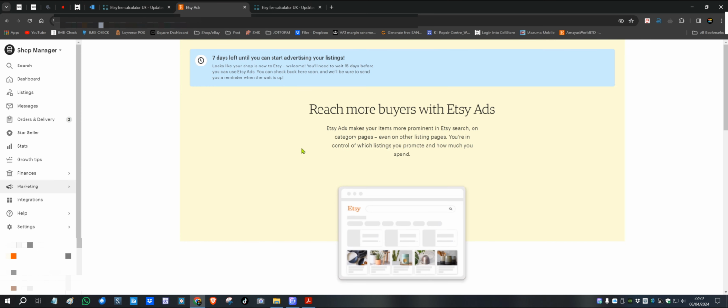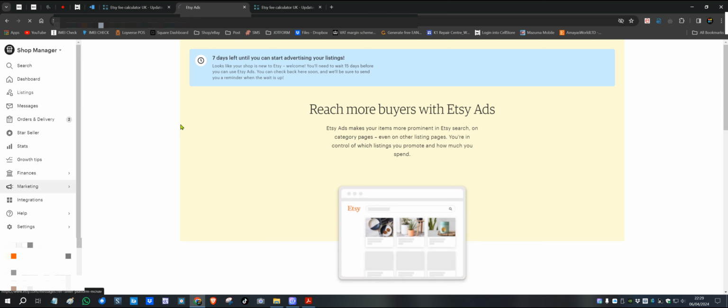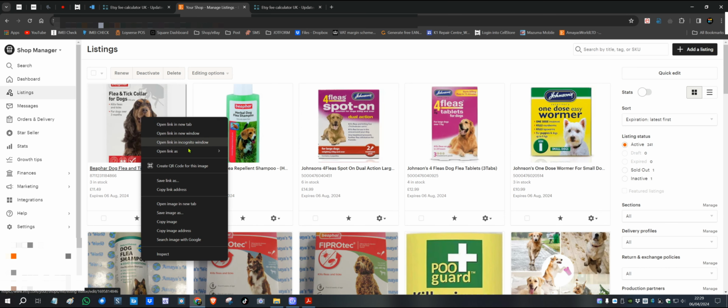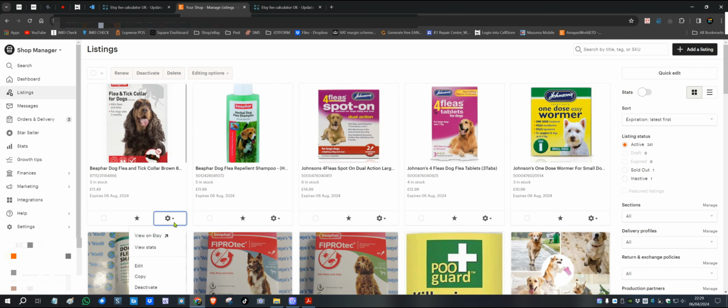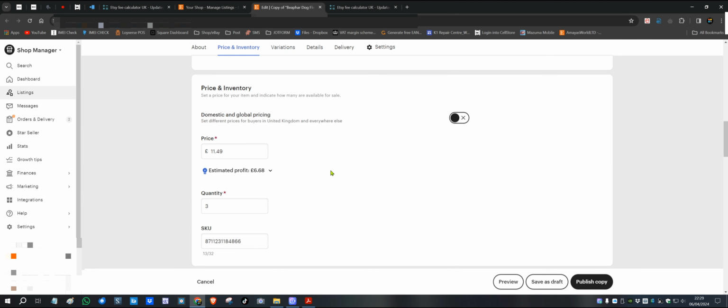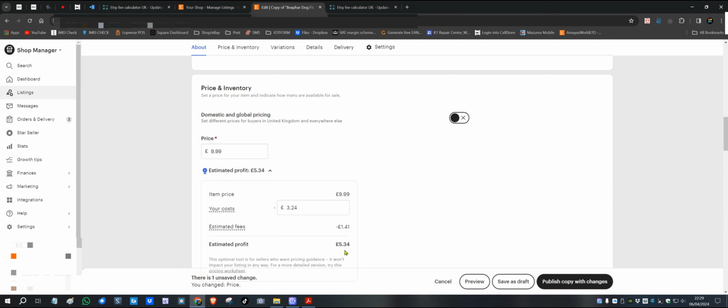So again, be careful when you go to Etsy and want to sell. If you go to the listing, what it shows you as estimated profit is not the same. Let me show you again. Here, if you go there and copy, and go down here, where was it? Price. You put in $9.99 and it tells you your profit is $5.34. Actually, your fees are $5.34. It's not what it says here that is the truth.